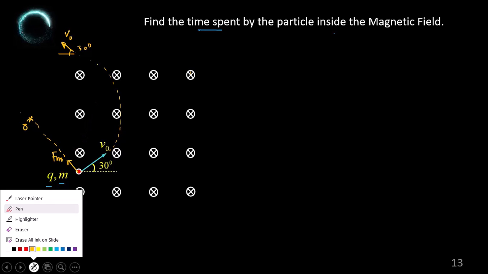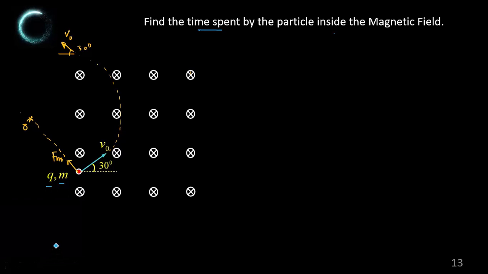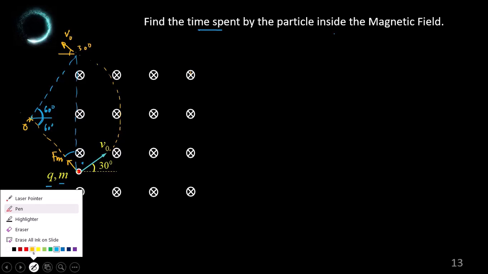Now, you are asked to calculate how much time the particle will be inside the magnetic field. For that, if I join this point, this angle has to be calculated. This is 30 degrees, so with respect to the vertical, this angle is 60 degrees. That means this half angle is 60 degrees, and this half angle is also 60 degrees. The total is 120 degrees.